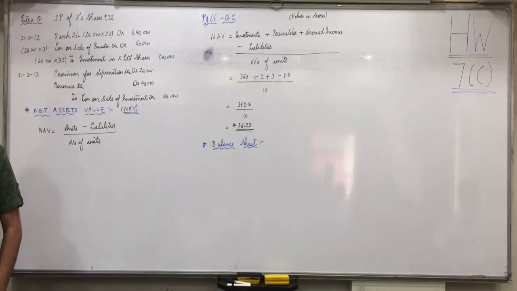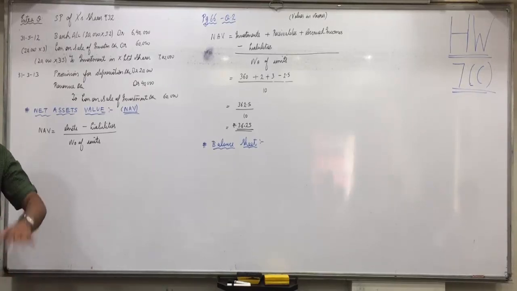Contingent liabilities. Disclosure should be made for all contingent liabilities showing separately underwriting commitments, uncalled liability on partly paid shares and other commitments and others. So almost same contingent liability is what we used to have in company and accounts.